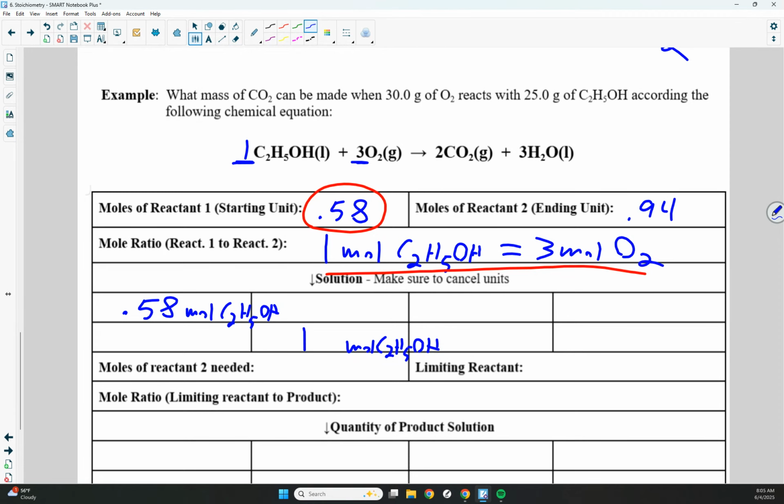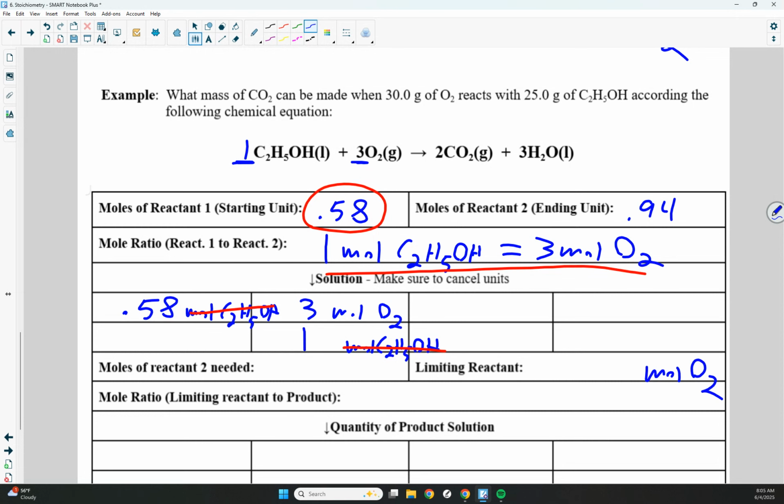And that is 1 mole of C2H5OH. And on top, I'm going to put 3 moles of O2. And when we arrange it like that, of course, I can cancel out moles of ethanol. And I'm going to be left with moles of oxygen. So I'm going to multiply 0.58 by 3 and hit enter in my calculator.